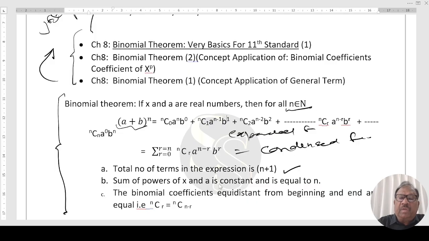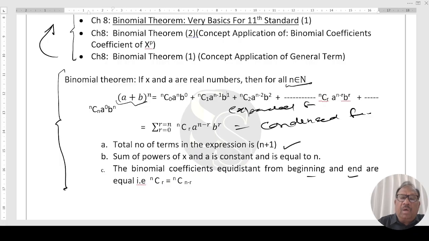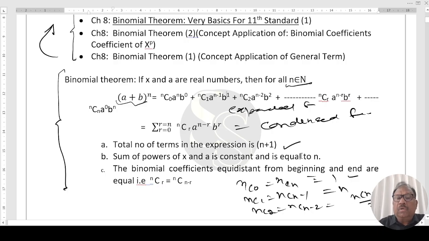Sum of powers of x and a is constant. A और b की power का sum है, that is constant. Binomial coefficients equidistant from the beginning and end are equal. That is, nC0 equal to nCn, nC1 equal to nC(n minus 1), nC2 equal to nC(n minus 2), and so on, right?